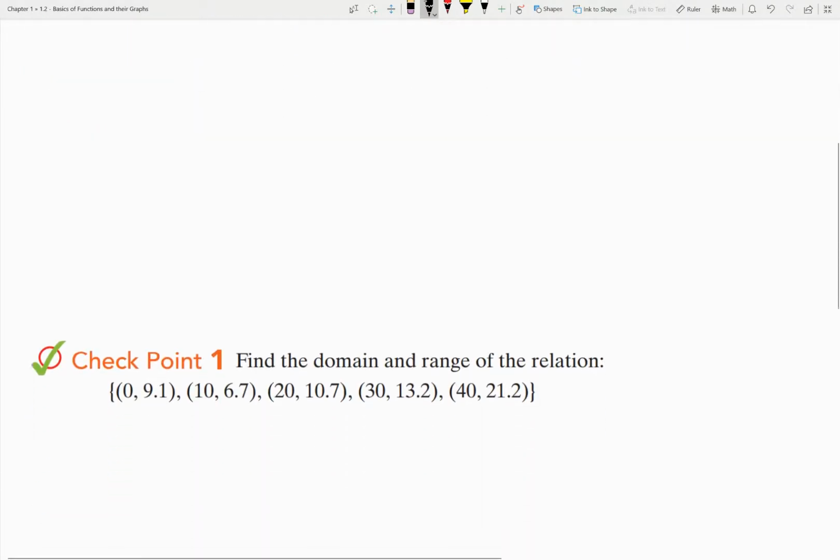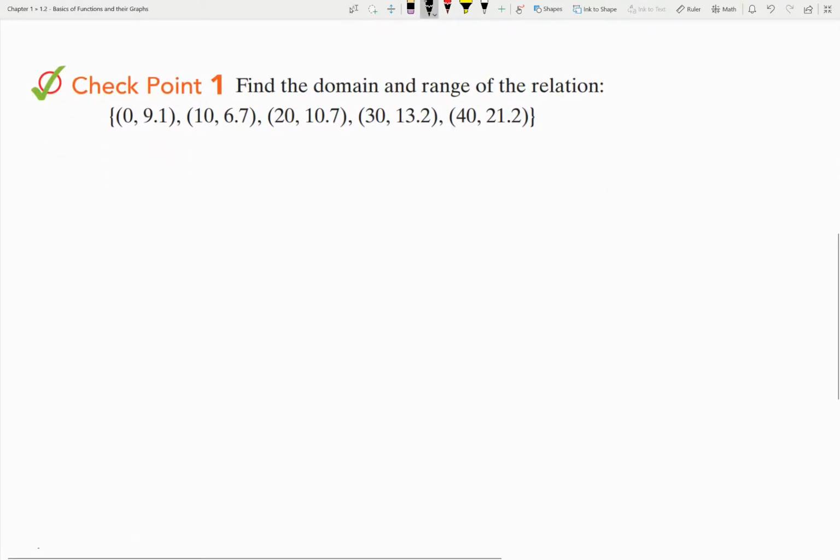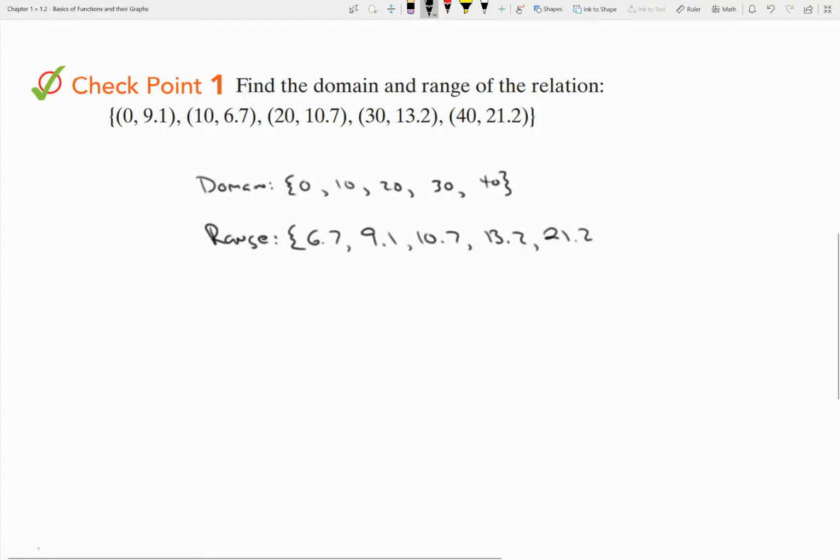Let's look at another. Okay? So now this relation is just numbers. And we'll come back to what these numbers mean in a second. So the domain of this relation is the first coordinates, 0, 10, 20, 30, and 40. And the range is the second coordinate. And let's try to get them in order here. We have 6.7, 9.1, 10.7, 13.2, and 21.2.